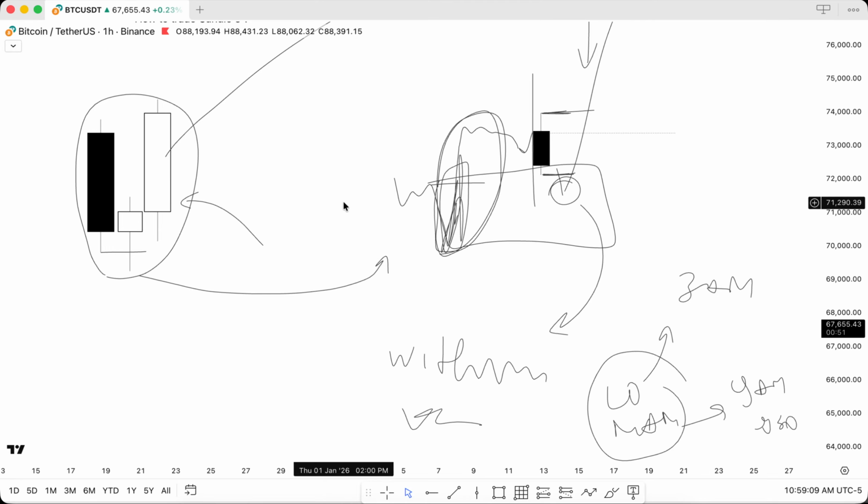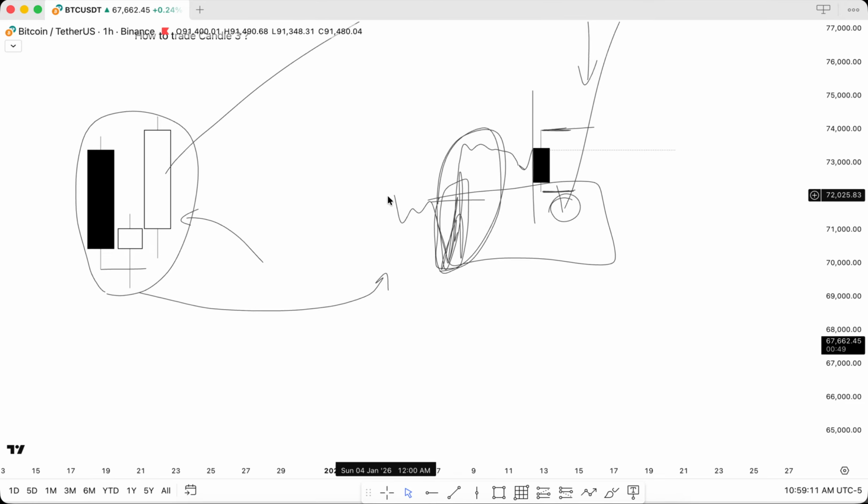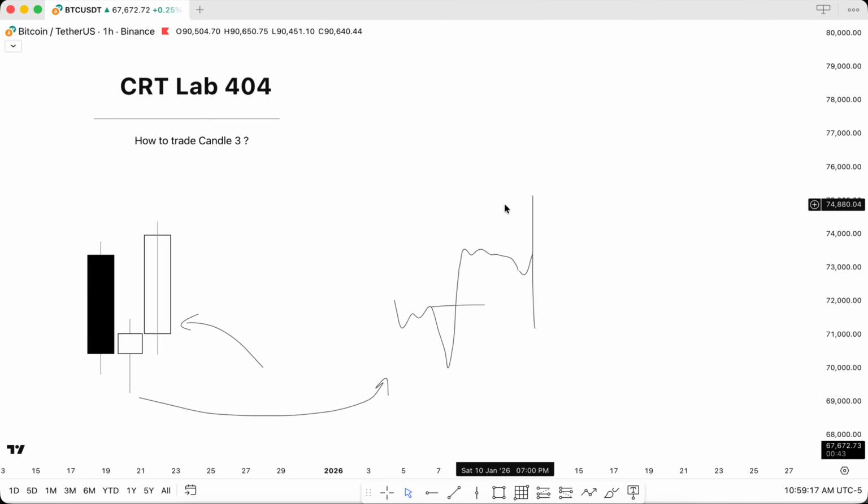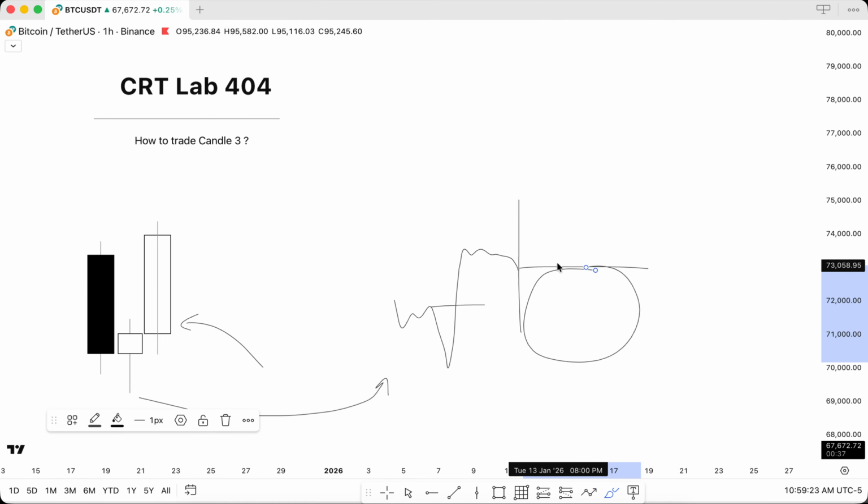This is how you anticipate. This is how you enter inside the wick, like you've seen so many people enter in the wick. This is how you enter. It's just as simple as that, meaning entering just below the opening price of the next expansion candle, and you will be positioned in the wick.